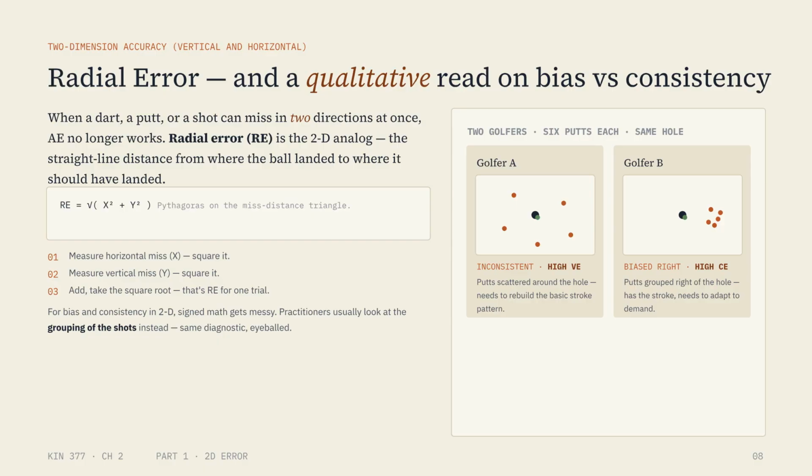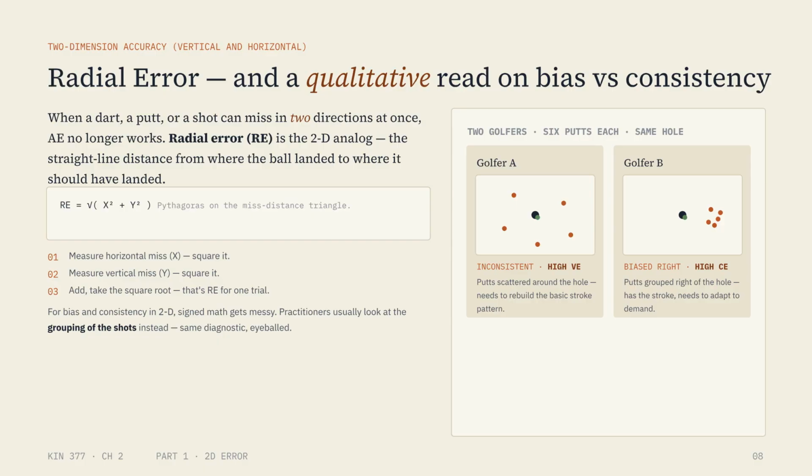Now, what about bias and consistency in 2 dimensions? The signed math gets complicated. You can't just add plus 15x with minus 15y. So in 2D, we mostly use a qualitative assessment. Look at the grouping of the shots. Look at golfer A and golfer B in the diagram. Both putted 6 balls. Both have 1 putt in the hole.